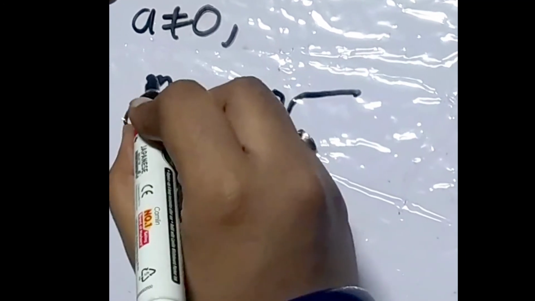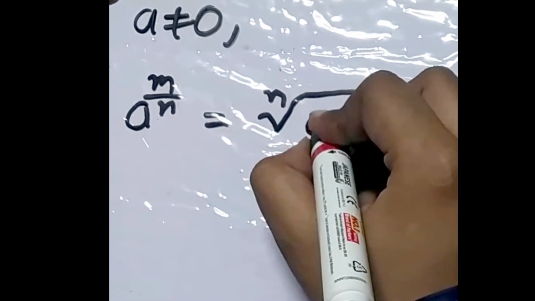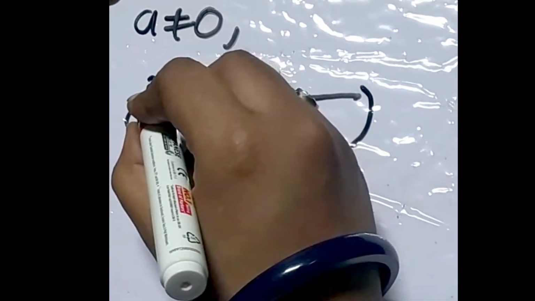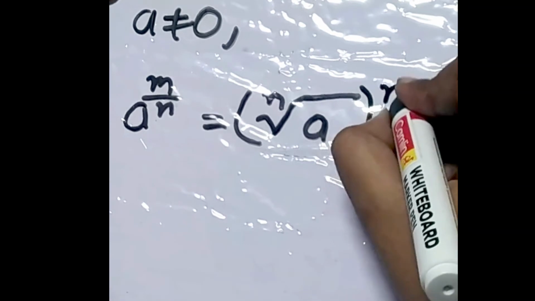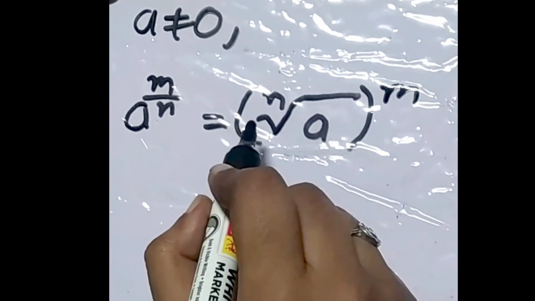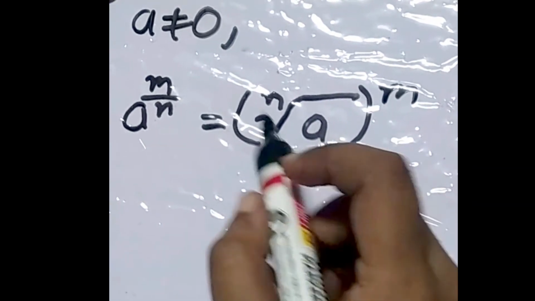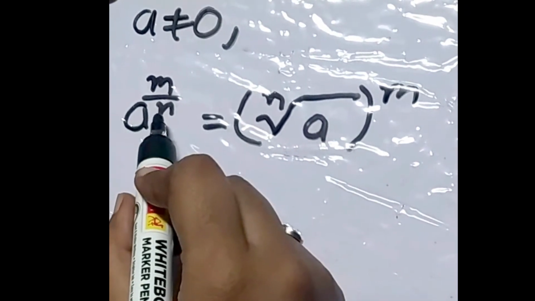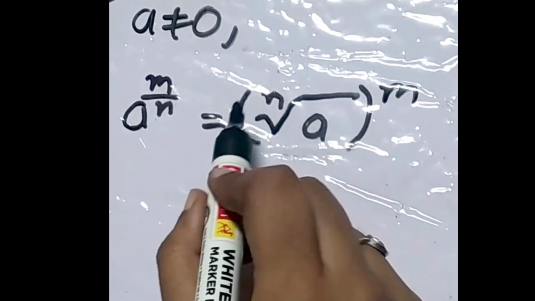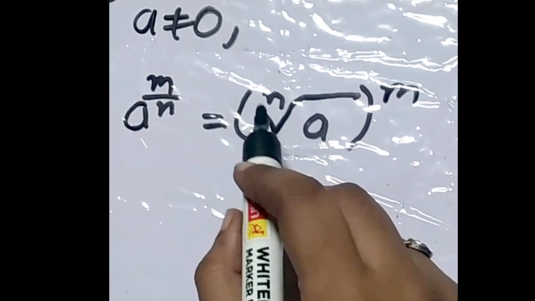Okay, we have seen just now 1 by n means what? Nth root, right? So nth root of a, the whole raised to, what is there in the numerator? m. So a raised to m by n is equal to nth root of a, the whole raised to m. So whatever is there in the denominator will come like this. Nth root of a. Here n is there in the denominator, so nth root of a.